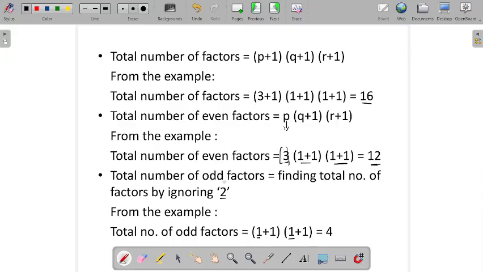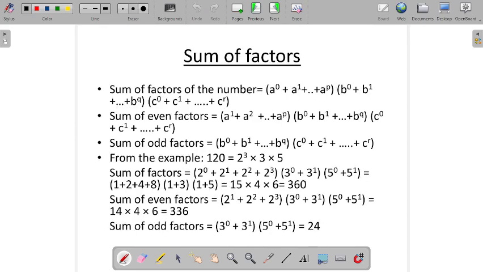Since we are finding odd factors, we should not take 2 into consideration. So finally we have got 2 into 2 equal to 4 as the answer. If you observe here clearly, total number of factors equals total number of even factors plus odd factors. So 12 is here and 4 is here. So if we know 2 of these 3 formulas, we can find the third one.